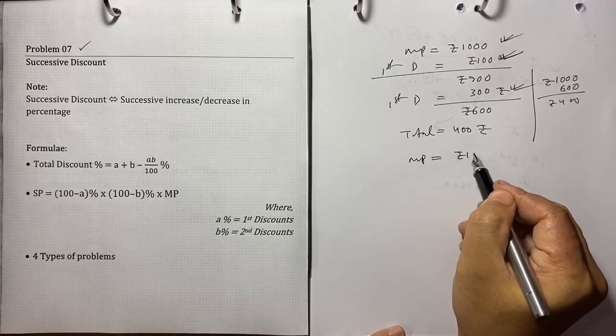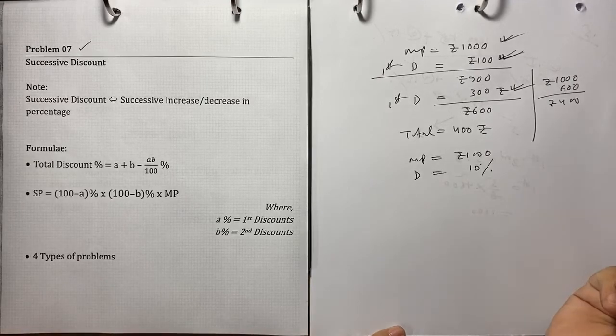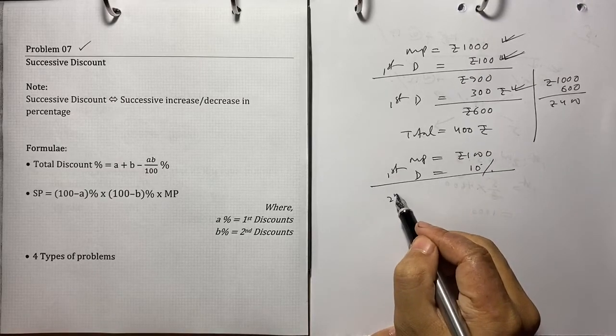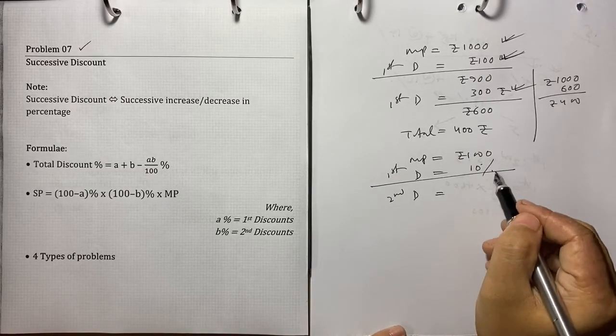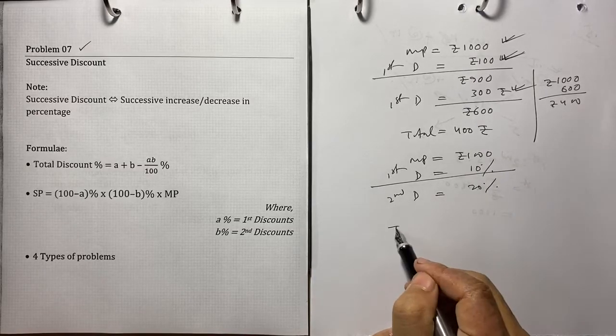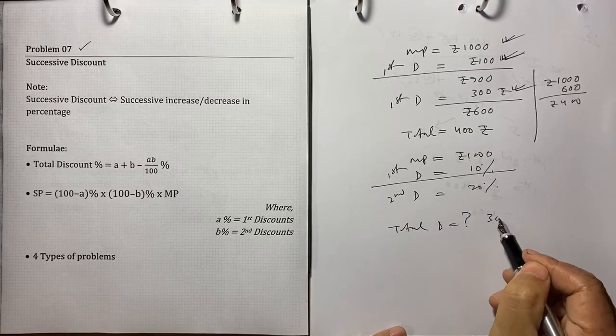Mark price equal to 1000. The first discount is 10% and the second discount is 20%. In this question, what is the total discount? The total discount is 30%?